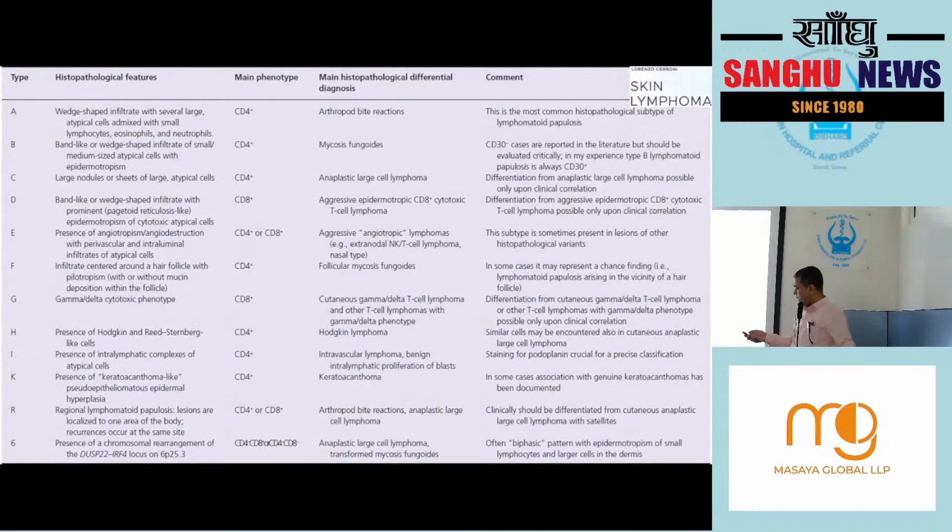There are so many types: C, D, E, F, G, H. So many types. The differential diagnostic type is arthropod, A for arthropod. LCH as well in our case. Likewise, B, C, D, E resemble these cutaneous lymphomas. H stands for Hodgkin lymphoma, F stands for follicular-trophic MF. Likewise, K for keratoacanthoma, so many types.